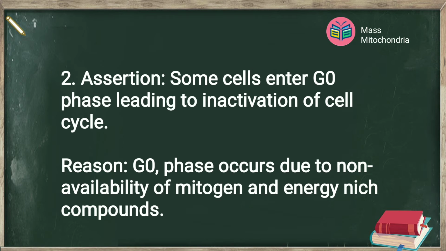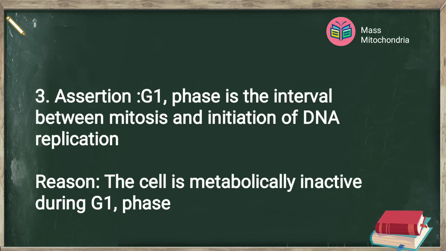Question number 2. Assertion: Some cells enter G0 phase leading to inactivation of cell cycle. Reason: G0 phase occurs due to non-availability of mitogen, an energy-rich compound. Right answer is both assertion and reason are correct, that is option A, and reason is the correct explanation for this assertion.